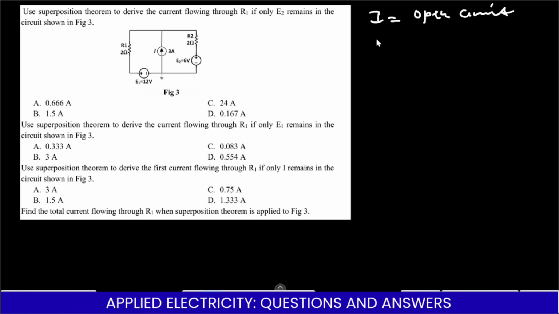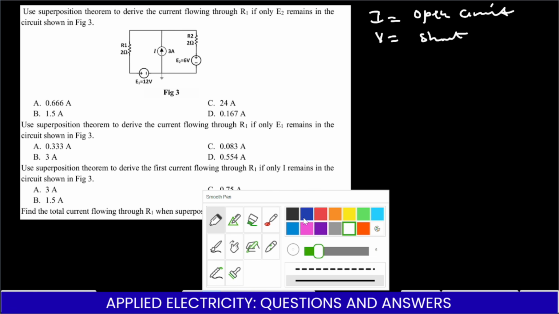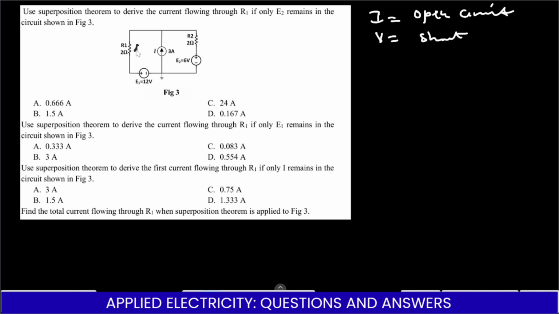And anytime we remove a voltage source, it becomes a short circuit. Short circuit means that we should just draw a line and remove the source there. So we are going to take an example. The question states that we should find the current in R1, if only E2 remains in the circuit. That means we are going to remove E1 and the current source I. So we know the rules.